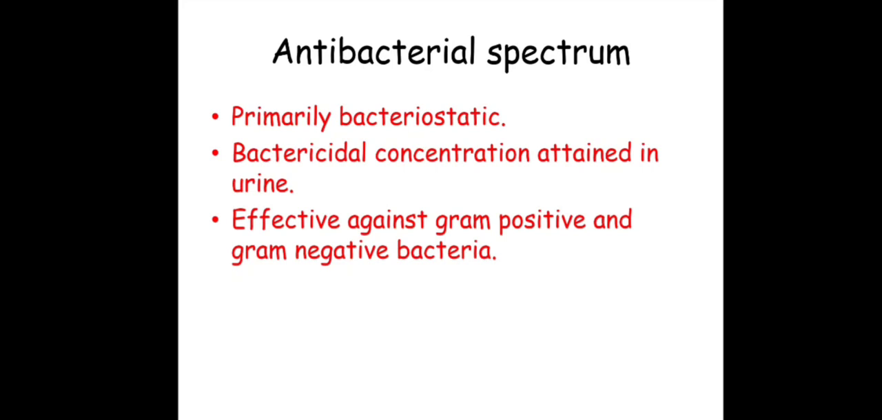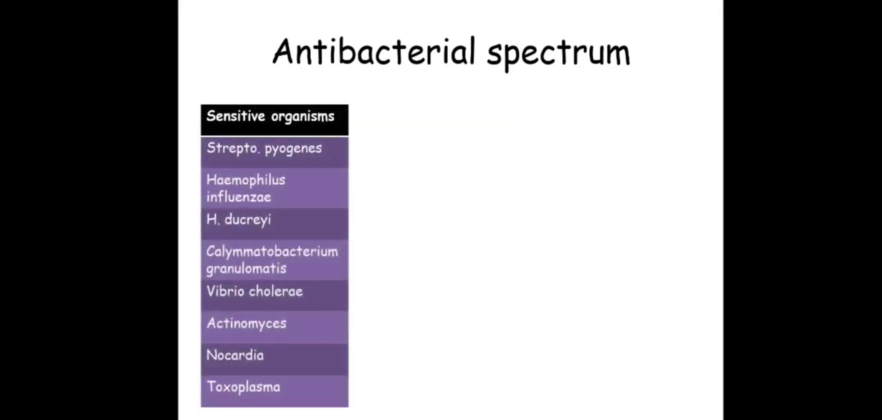Next, we shall check out the antibacterial spectrum. Sulfonamides are primarily bacteriostatic in nature, as we have seen just now. The bactericidal concentration is basically attained in urine, and these drugs are effective against gram-positive as well as gram-negative bacteria. So these all are the list of the bacteria which are sensitive to sulfonamides.